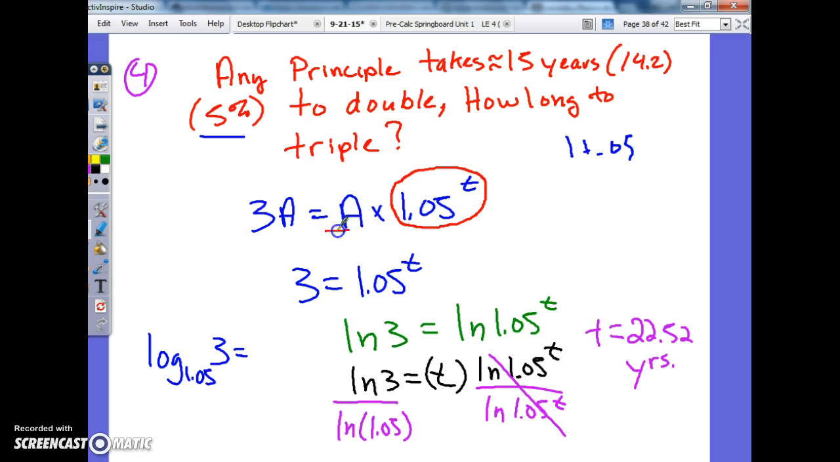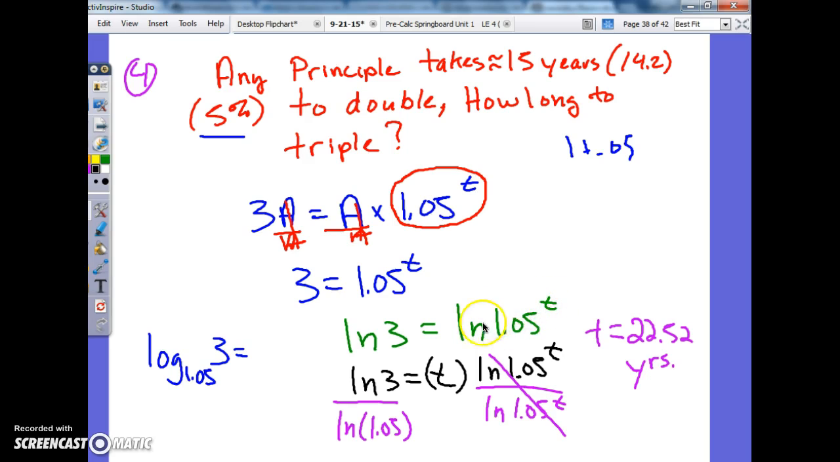I want to get this by itself because this is my term with the variable. So I'm going to undo that and get rid of this A, and we divide both sides by A, and that cancels out. I'm left with 3 equals 1.05 to the t power. We need to solve for this t. So the next step is we take the log of both sides. I use natural log. You can use common log as well, but whatever you use, you stick with it. So I use natural log on both sides.